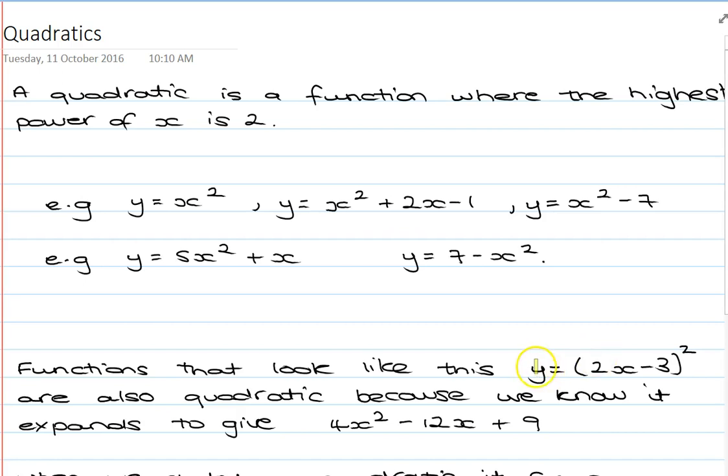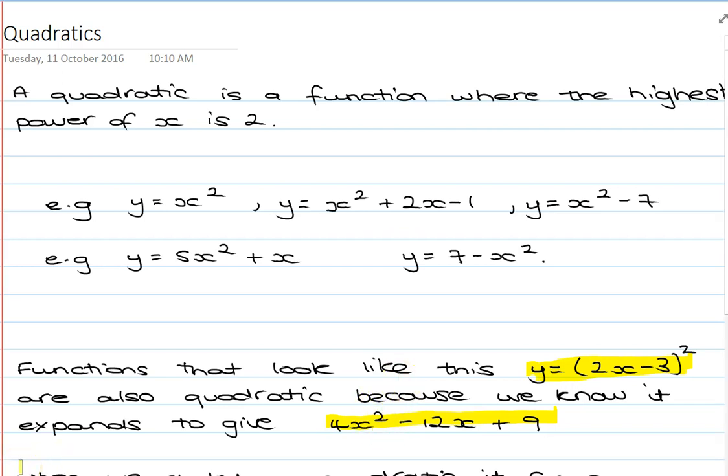I'm going to draw your attention to this function here, y equals (2x minus 3) all squared. If we were to expand that, we would see that it would expand to this, 4x squared minus 12x plus 9. We know it's a quadratic because the highest power of x is 2.